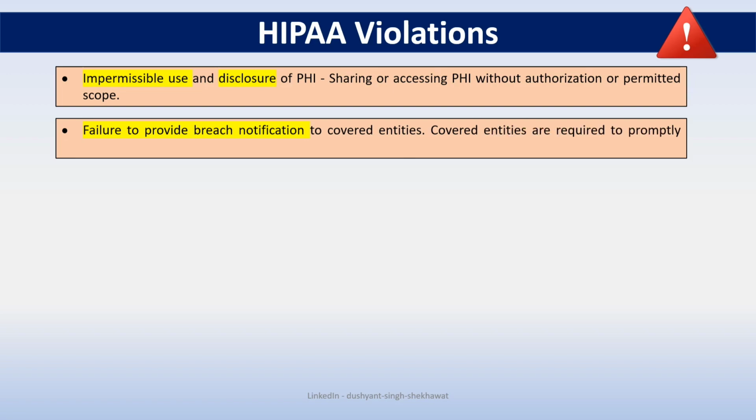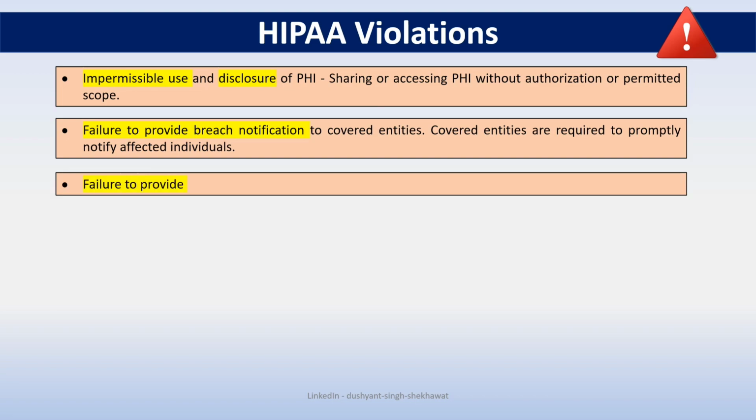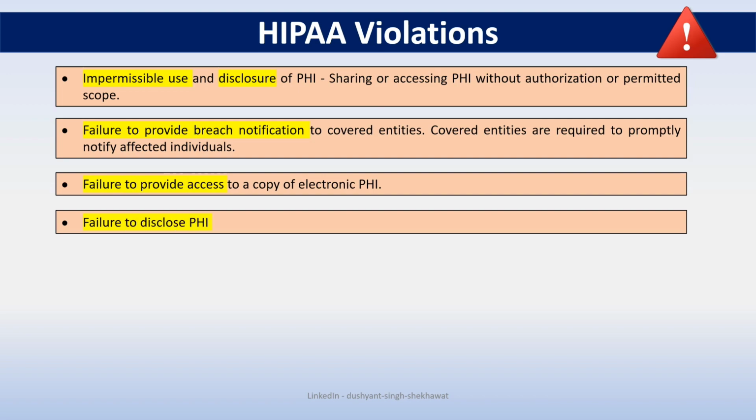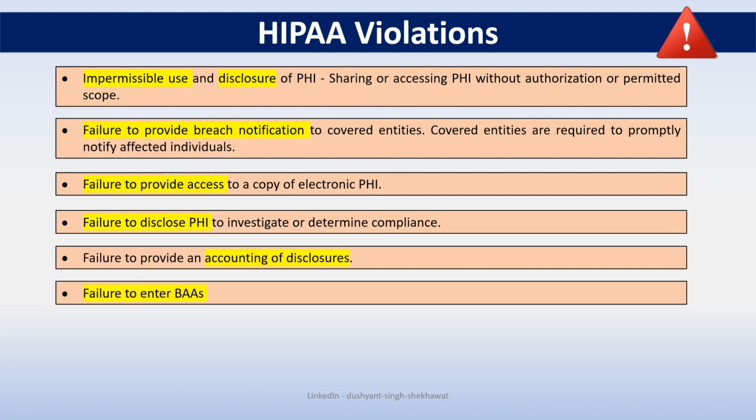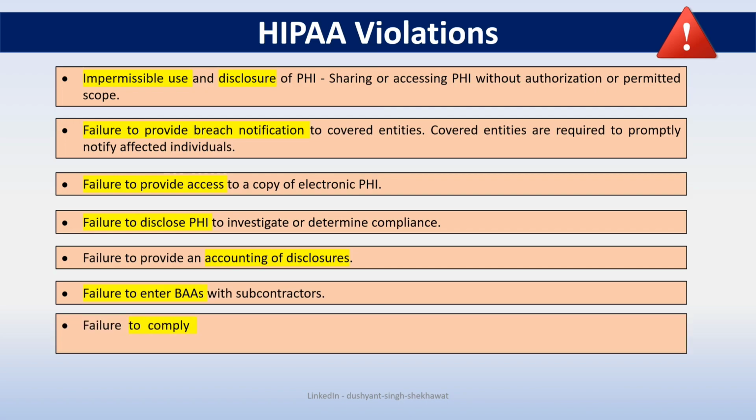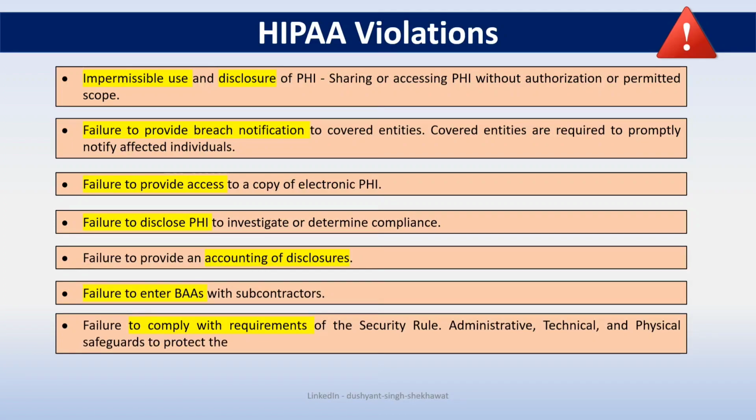Covered entities are required to promptly notify affected individuals. Failure to provide access to a copy of PHI. Failure to disclose PHI to investigate or determine compliance. Failure to provide an accounting of disclosures. Failure to enter business associate agreements with subcontractors. Failure to comply with requirements of the security rule, that is administrative, technical and physical safeguards. So all these are considered violations under HIPAA.